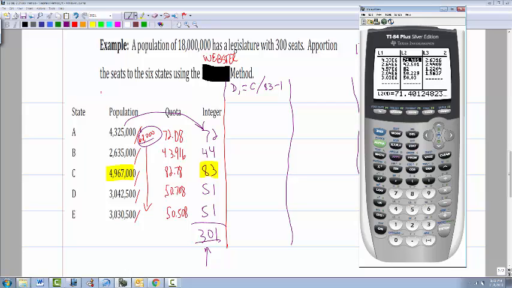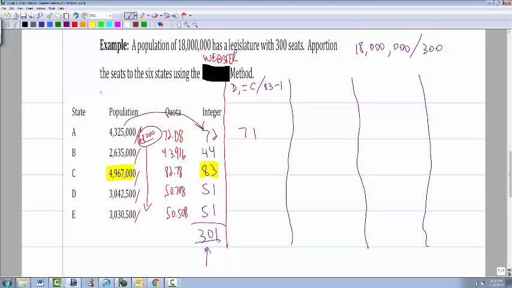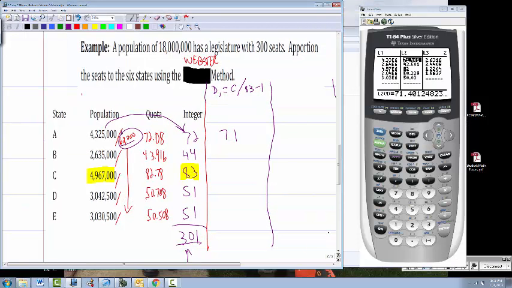Okay, yeah, right. All right, so now what's 71.4 round to? 71, real rounding. Oh, right, I wanted to do this.